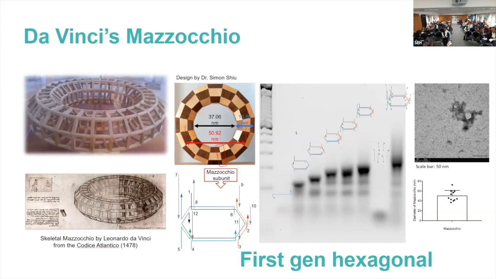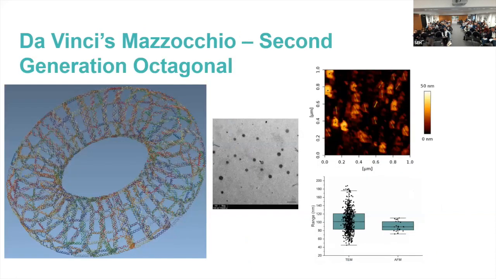And then he managed to do so, in terms of a particular structure here with a hexagon, this first generation hexagonal. This structure was quite flexible, so we weren't able to get very good TEM in this first generation. And the sizes of it were as we expected. And then we moved on to a second generation of these, which is a little bit more rigid, in terms of these mazzocchio structures.